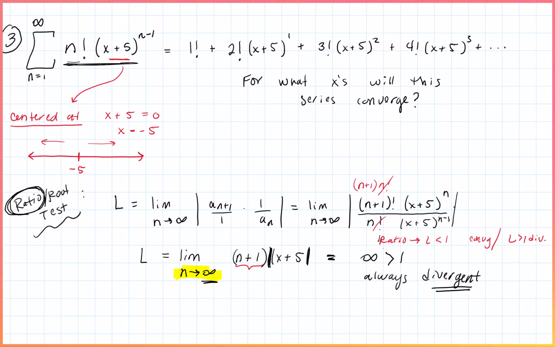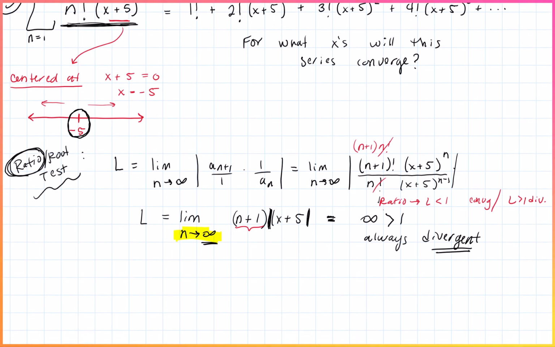So this series is divergent for all values of x, except for that one value where it is defined. Because of course, if we were to plug in -5, this series becomes 0, and it does converge at 0. But this series is always divergent. It diverges for all values of x, except for that one. So what this means is that the radius of convergence is 0, and the interval, it's not really an interval of convergence, but the interval of convergence is simply that one point.